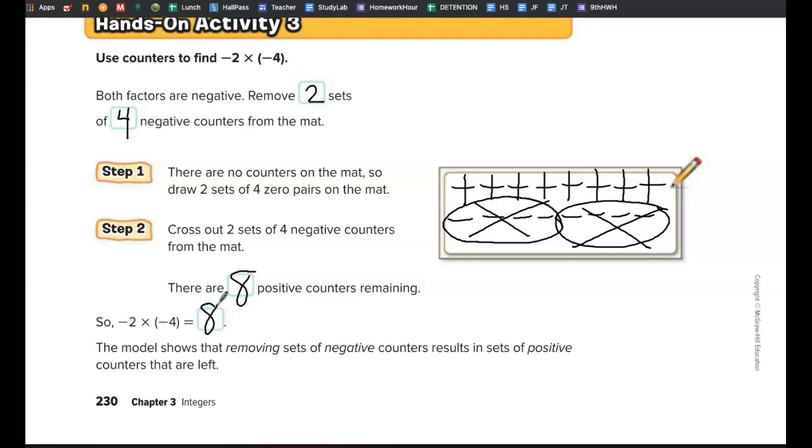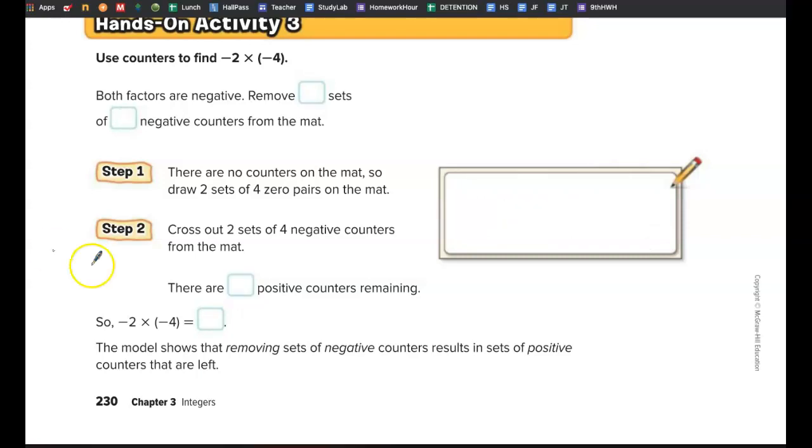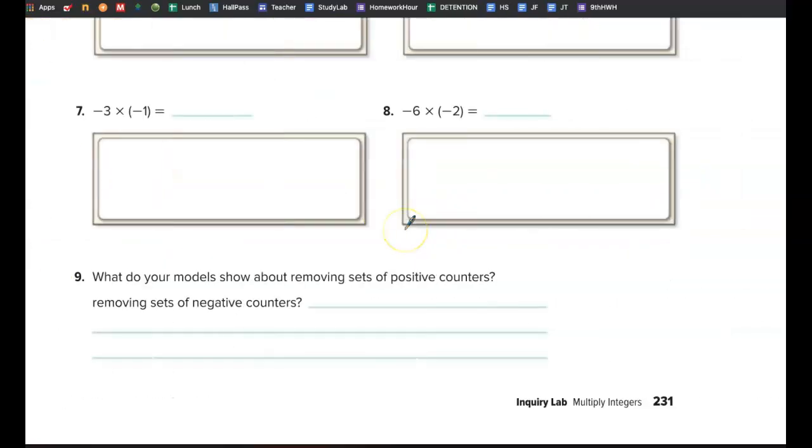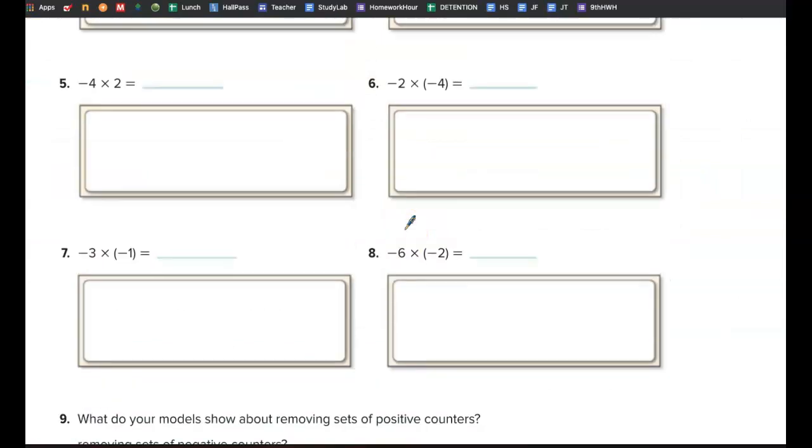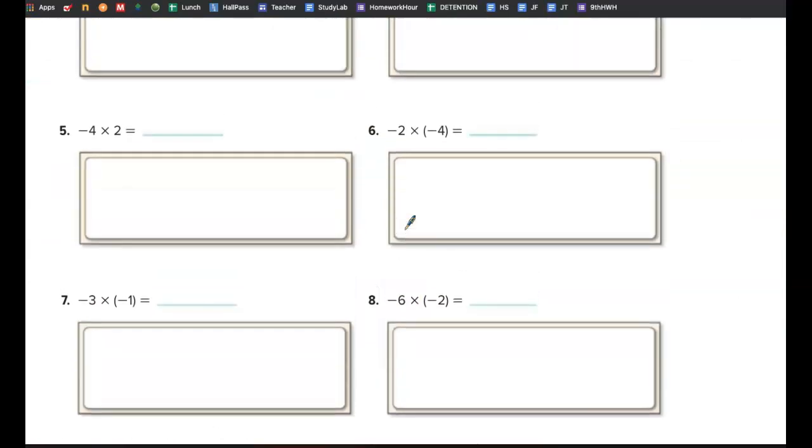Do you have a question about this or a question about rules? Okay, I'm going to do one more of this type with you, and then you have to do the others on your own, okay? So go to the next page and look at number 6.